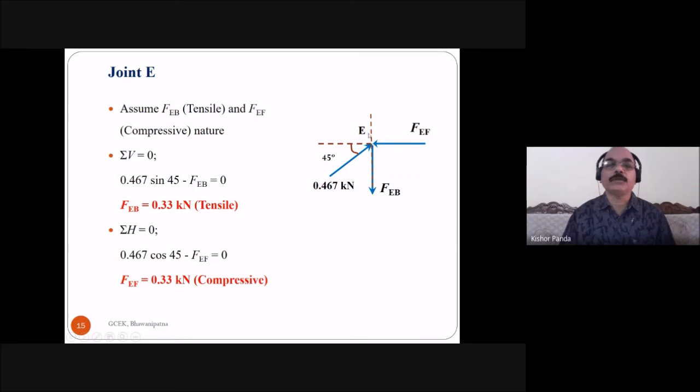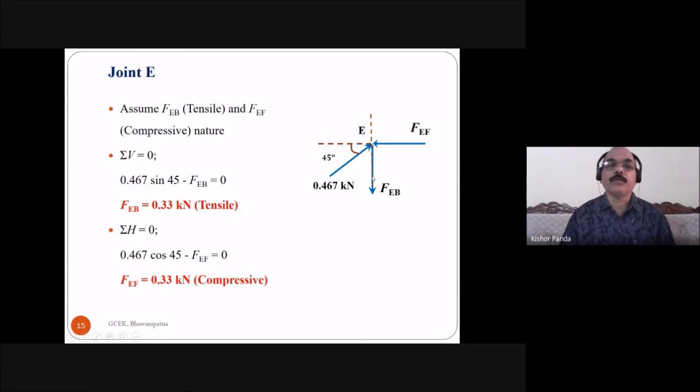So first you take the summation of vertical force is equal to 0. Here you see this is one vertical force in the downward direction, and the vertical component of this force is in the upward direction, arrow mark. So this is 0.467 kilonewton sin 45, 0.467 sin 45, and this is downward, minus FEB is equal to 0. Then find out the force in the member EB. FEB is equal to 0.33 kilonewton, and this is tensile. You got the positive value here, so the nature of the force is tensile.